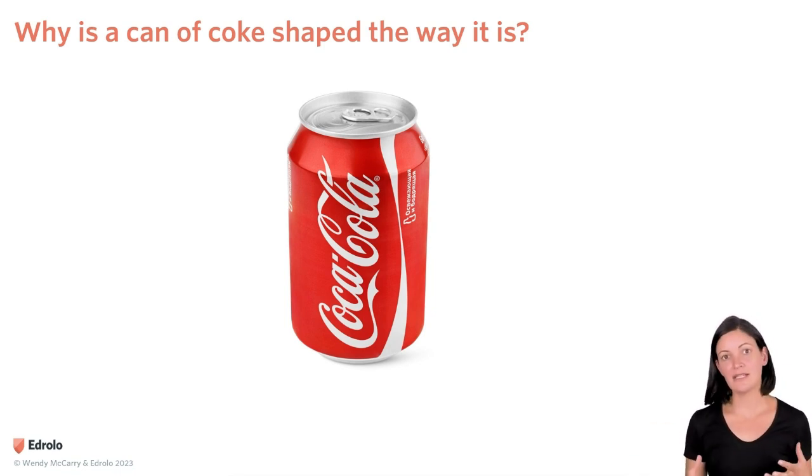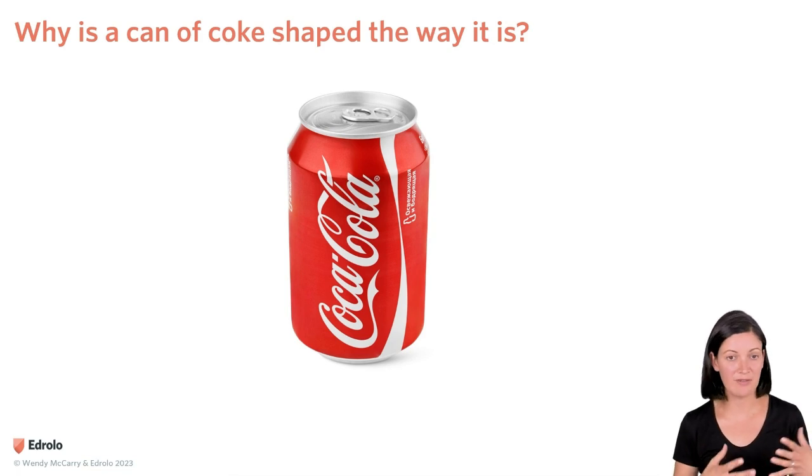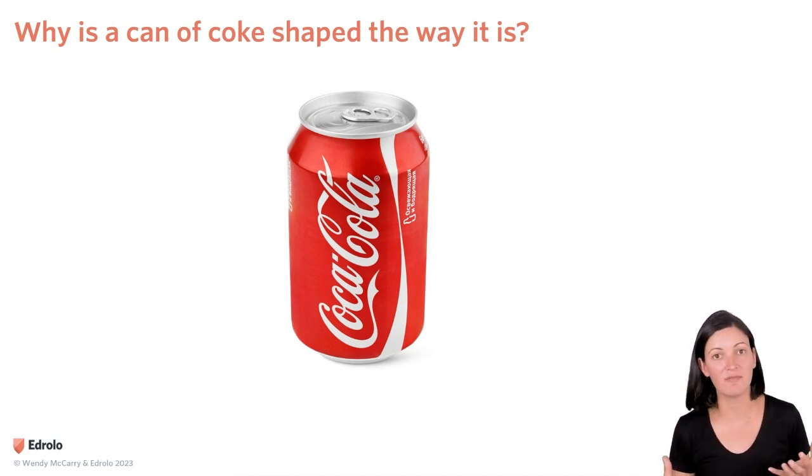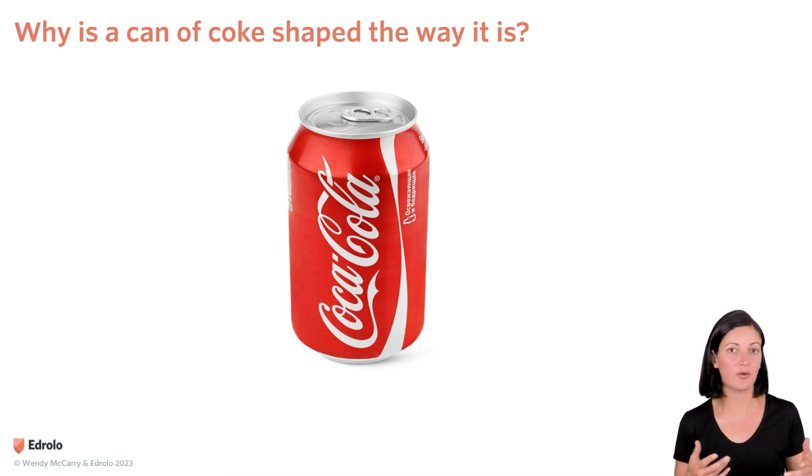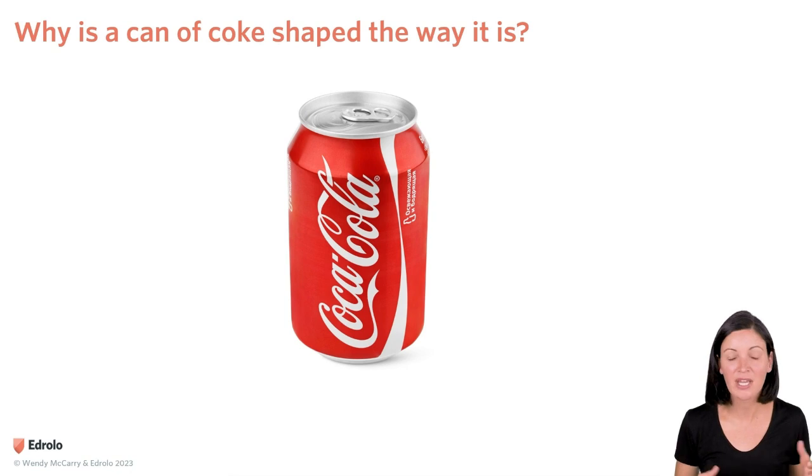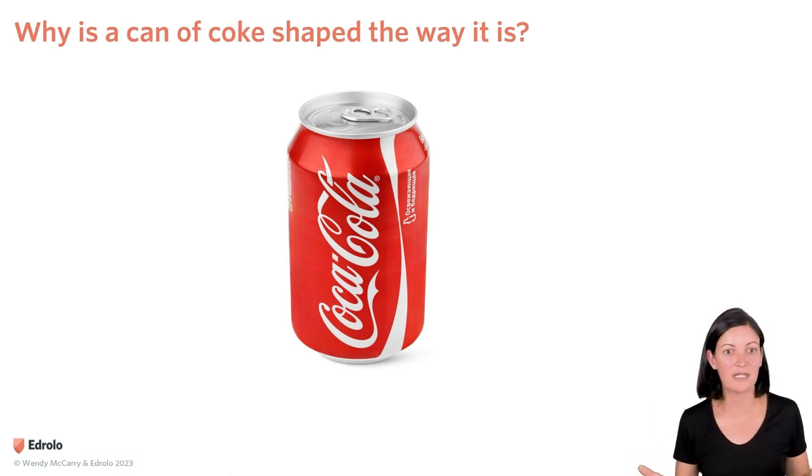Well, there's lots of reasons that manufacturers will shape different products the way that they are. But a big part of that will be them looking at how to minimize the amount of material that they're using to create their product. And that's where some calculus can come into play. Now, if you're interested in finding out a bit more about why the Coke can is shaped the way that it is, I have linked to a video where you can investigate a little bit further.